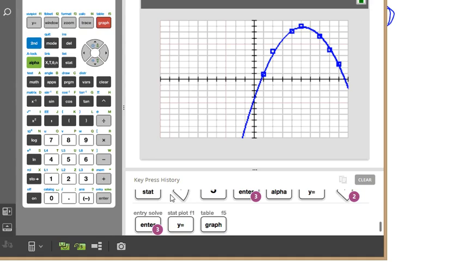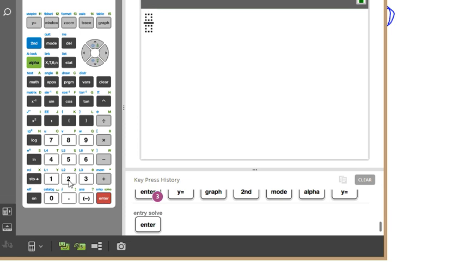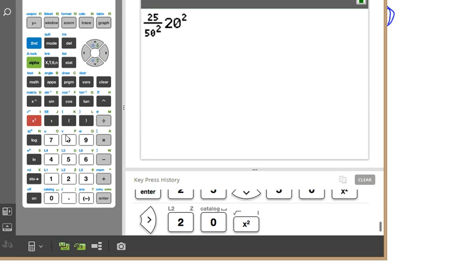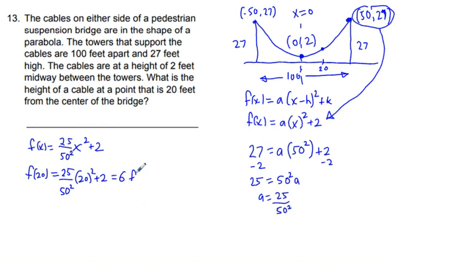We go to the calculator page here, alpha, enter, and we'll put 25 over 50 squared times the x value, which is 20 squared, plus 2. And we get 6. So that is our elevation, 6 feet. So basically I should see some kind of equation like this, and we will see what the height is. So let's say 6 feet, or you can say height of 6 feet. I don't really care how you articulate it, because that's how it was mentioned: a height of 2 feet, height of 6 feet. Terms are similar. Okay, good.